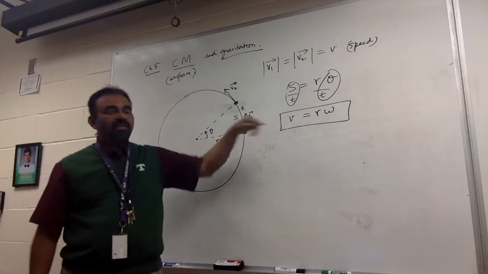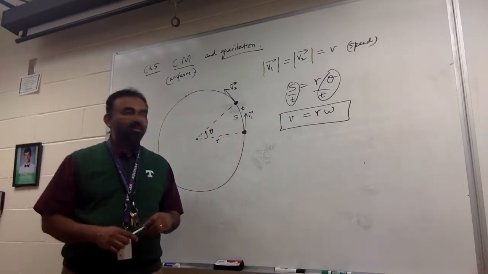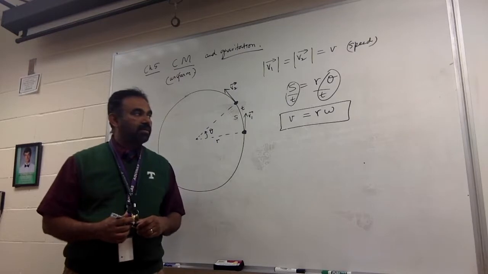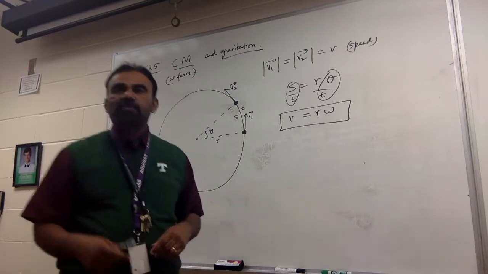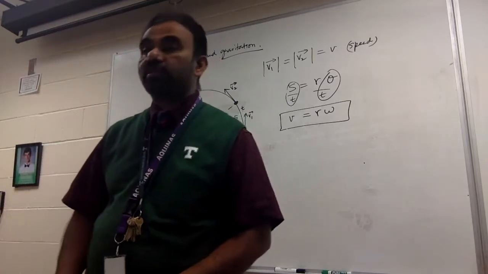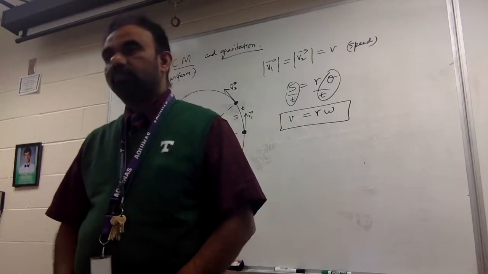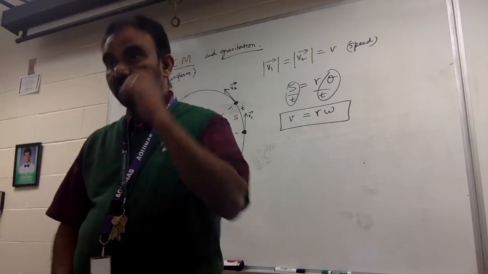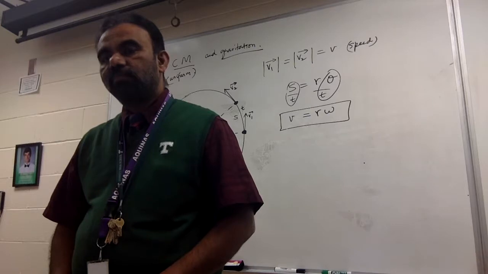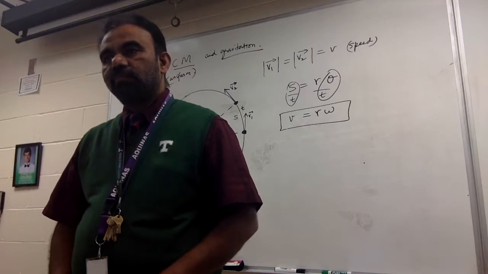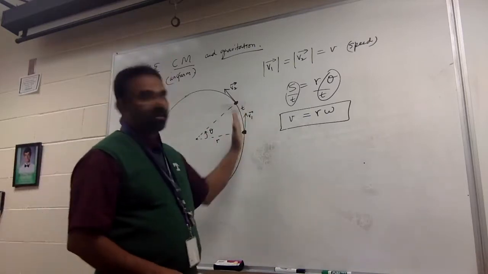Now, what is the significance of this equation? You can do one more problem on this angular speed. So when you're finding the linear speed, that's like the speed of the object if it were to continue on the tangent line.